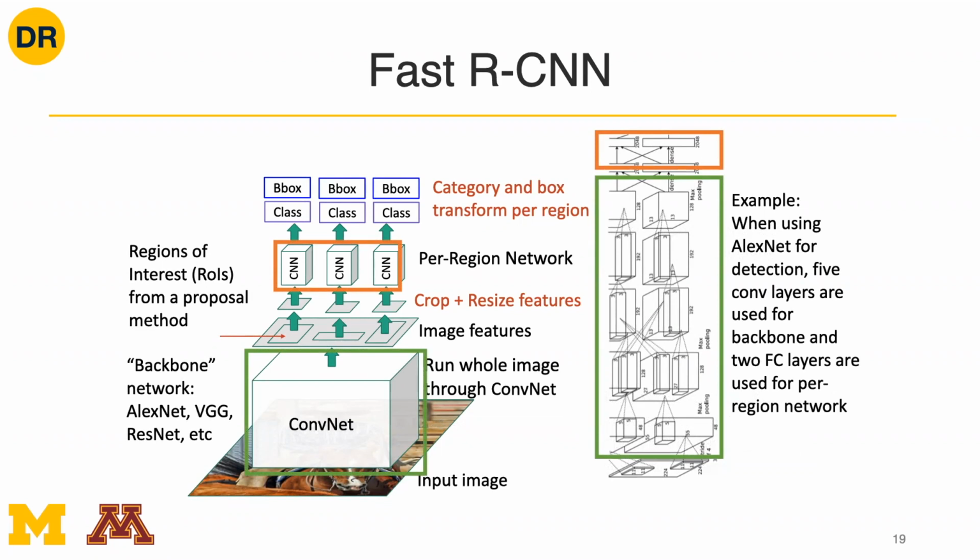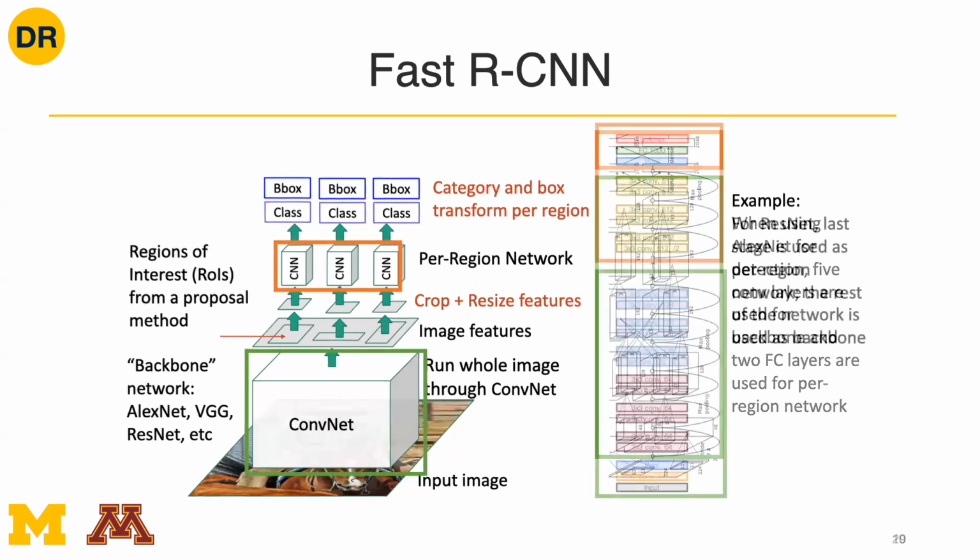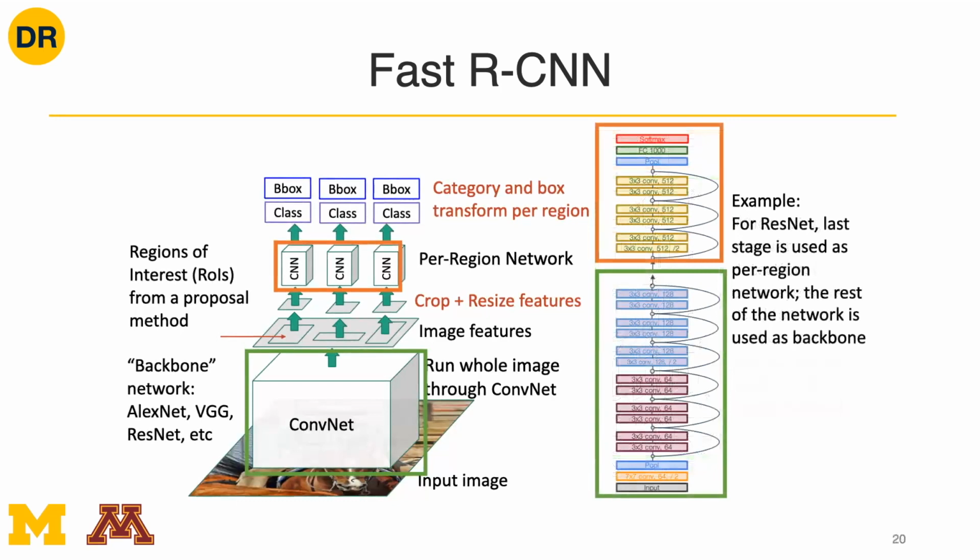Yeah, so there are connections to image classification networks. And for instance, here you can see ResNet. So there is a ResNet block, at least the backbone, and then you can use the stage that is after the initial set of blocks for your per region network.